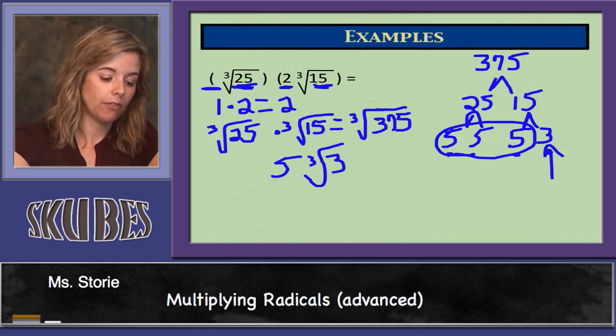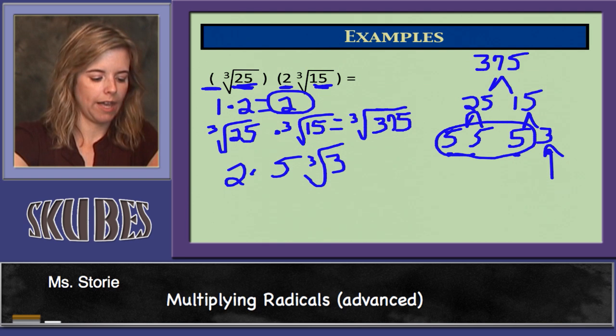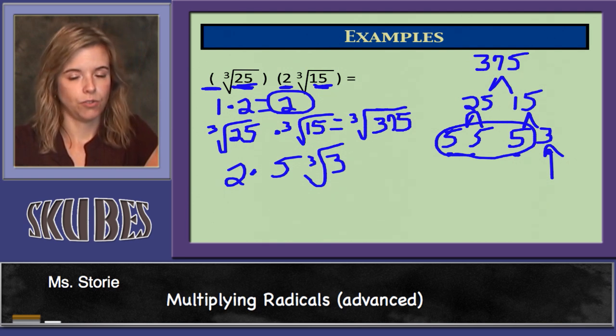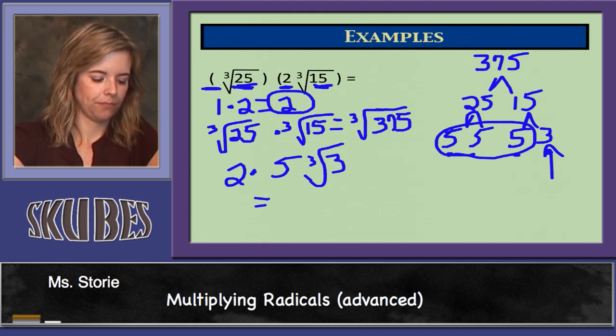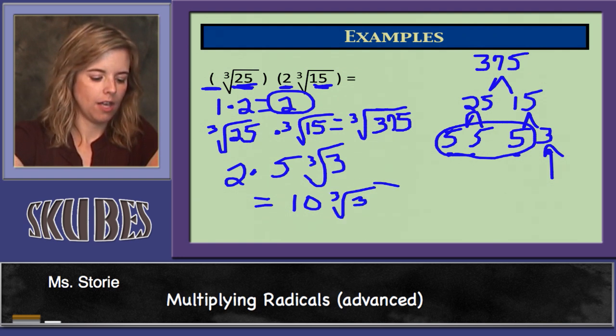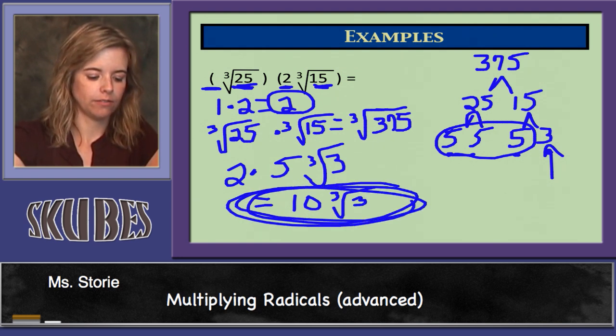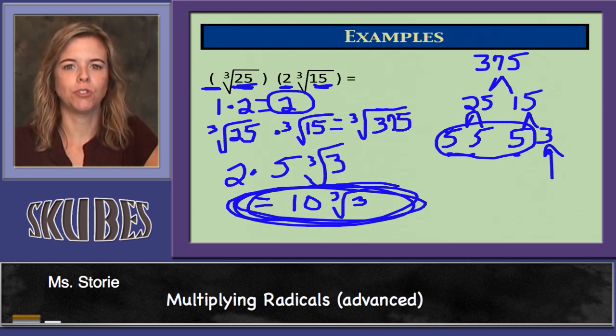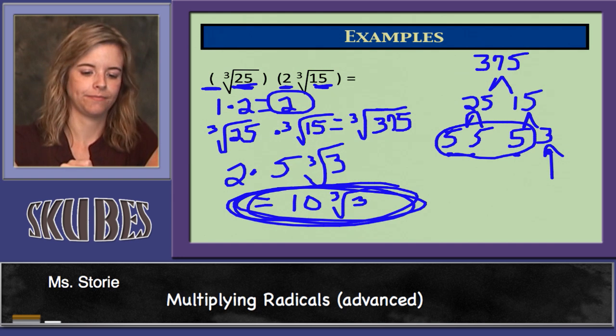And remember, we still have our whole number up here that we have to multiply out. So 2 times 5 would be 10. And I have a cube root of 3. So this would be my final answer. Once again, go back and double check your multiplication, rerun your factor tree, make sure everything is correct.